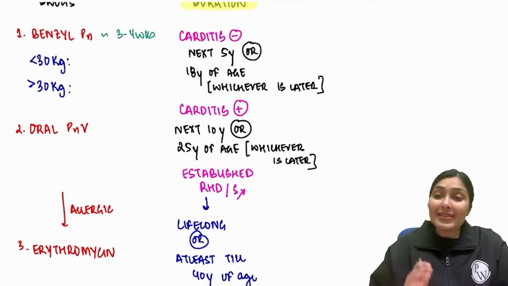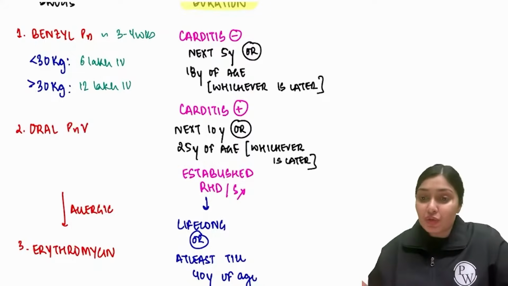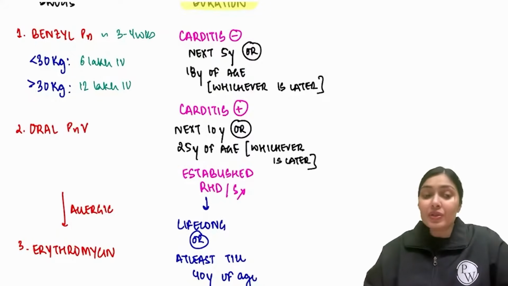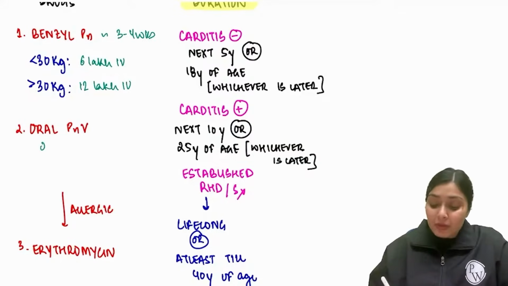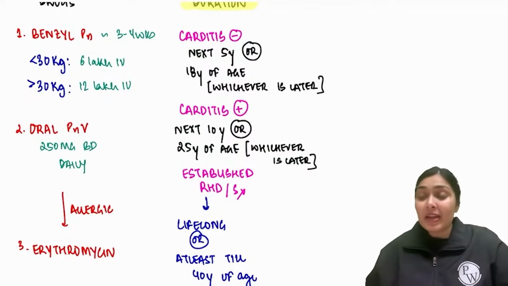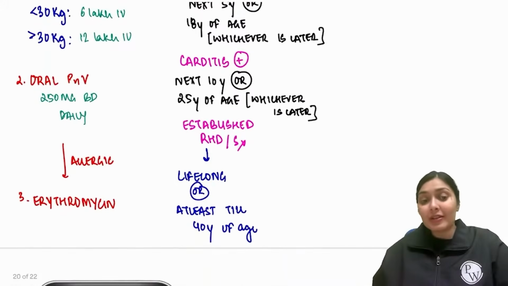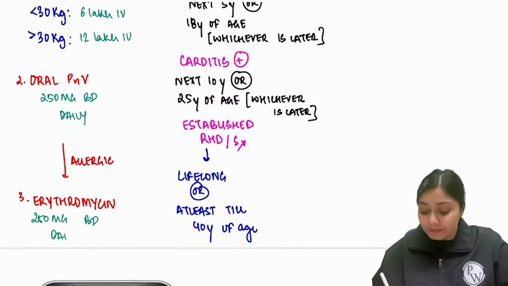If the child's weight is less than 30 kg, I will give 6 lakh IU. If above that, I will give 12 lakh IU. Every month, the child has to get this injection. If the child does not want injection, then the child has to take oral drug, penicillin V. What is the dose for prevention? 250 mg twice a day, daily. Again, if the child is allergic to penicillin, the second alternative we have is erythromycin. The same dose is there, 250 mg BD daily.